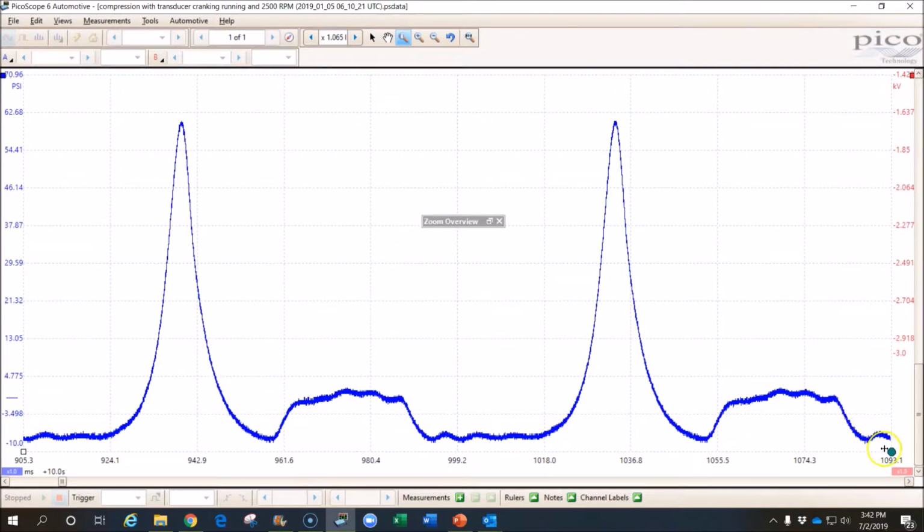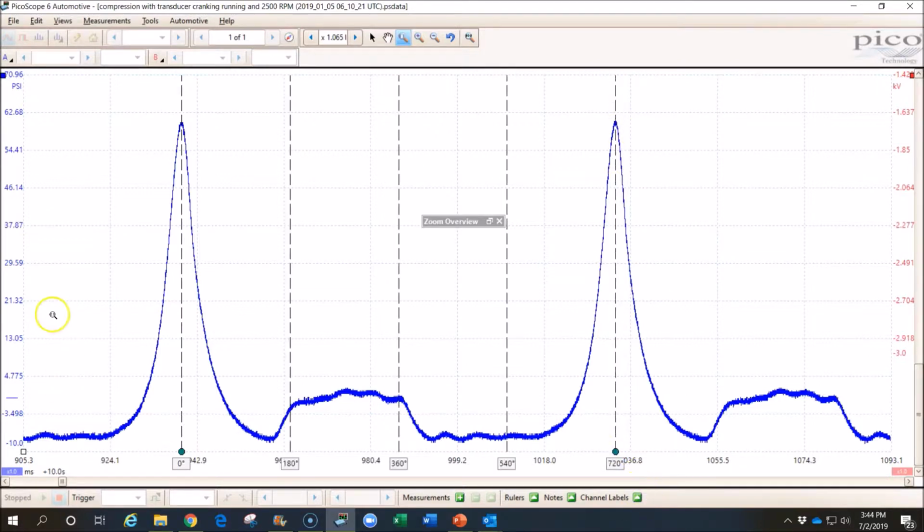The next thing I want to do is bring out these rulers over here on the right-hand side, which will mark off my 720 degrees of engine rotation. So there is TDC of the compression stroke. And we go through the 4 strokes, and this is when TDC of compression occurs again, 720 degrees later. I'll try my best to line these up with the peak of that compression stroke. Now we can see that we've marked off the 4 strokes.